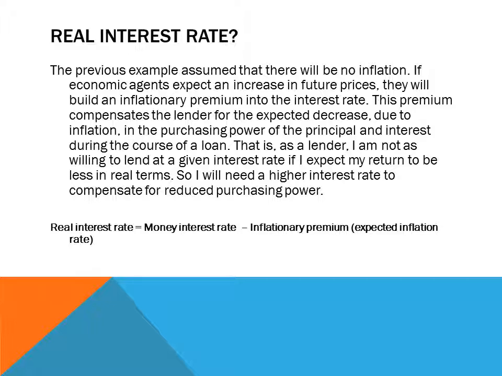That is, as a lender, I am not as willing to lend at a given interest rate if I expect my return to be less in real terms, in terms of real goods and services that I can buy with my return. So I will need a higher interest rate to compensate for reduced purchasing power. This real interest rate is equal to the money interest rate, which doesn't adjust for inflation or price levels, minus the inflationary premium, which is simply the expected inflation rate.